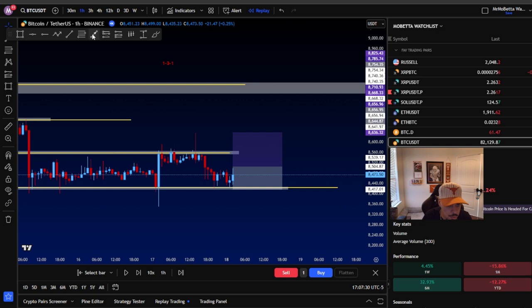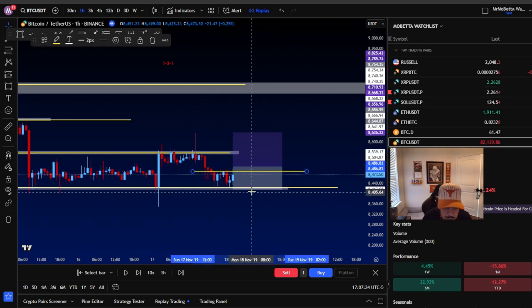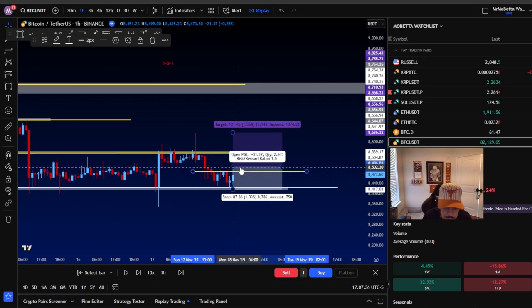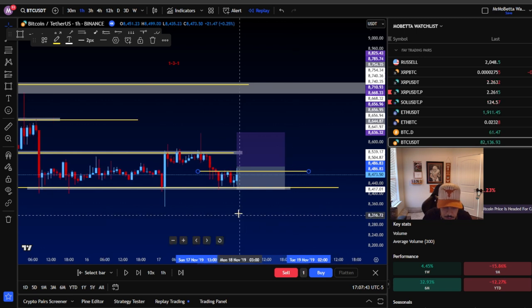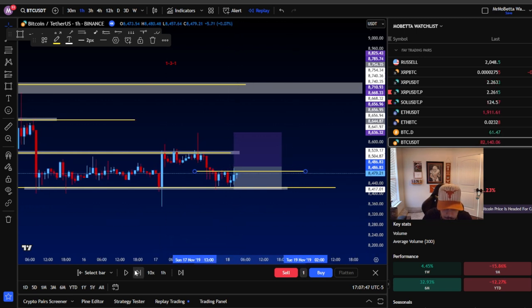We've got our resistance being created here. So what we need to see is price close above this resistance to go higher. If we get a close down here, we'll see how to navigate that. All right, so it's 2 a.m. I'll go 3 a.m., 4 a.m.